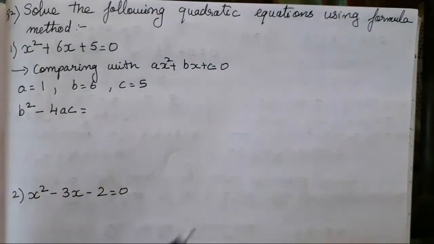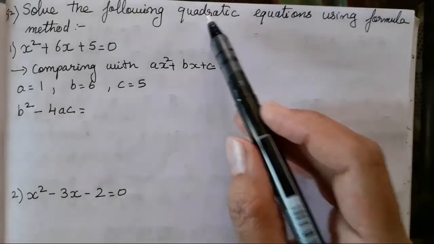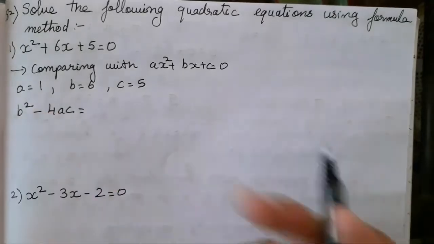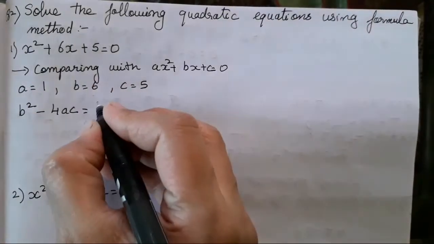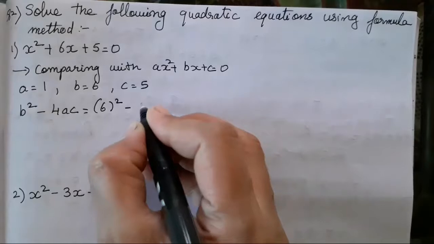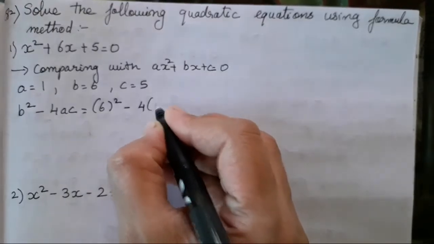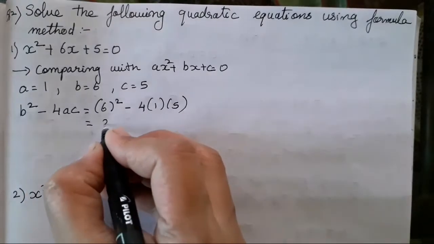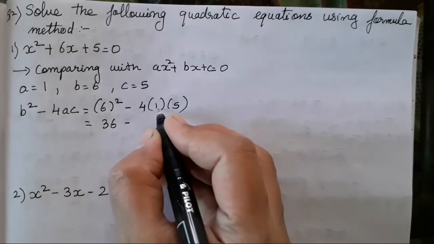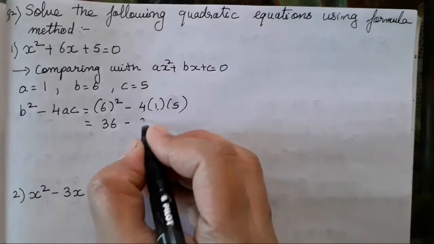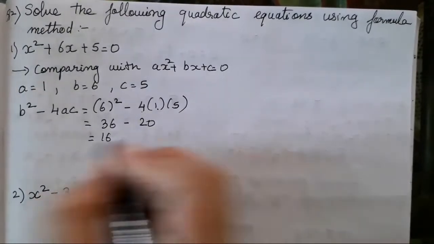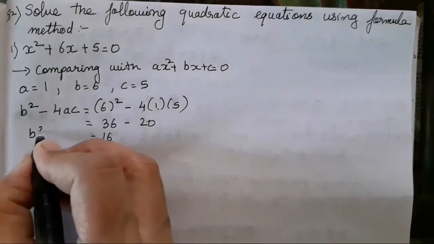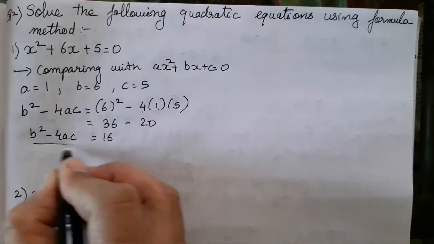This formula you all have to revise. When a quadratic equation is asked using the formula method, you all have to write this formula. So b is 6 square minus 4 into 1 into 5. So this is going to be 36 minus, 4 ones are 4, 4 fives are 20. So the answer after subtraction is going to be 16.